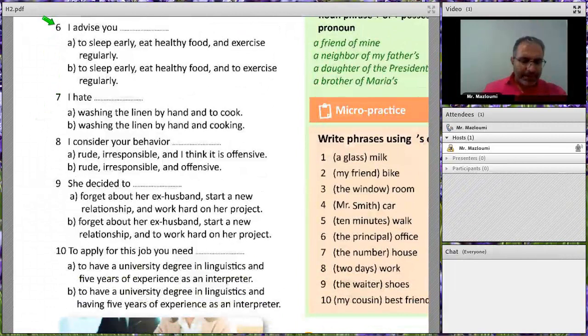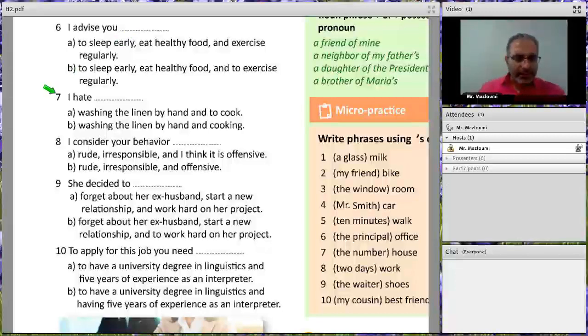Number 6, I advise you to sleep early, to eat healthy food, or eat healthy food, because we have "to" here, we can omit it, it is optional, to eat healthy food, and to exercise regularly. Again, parallel structures.